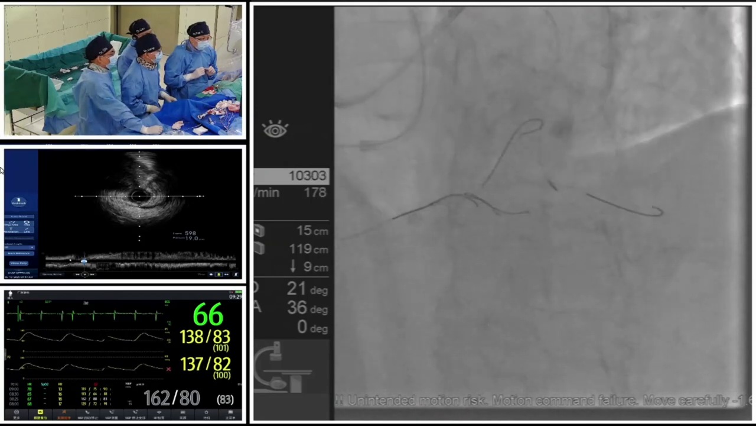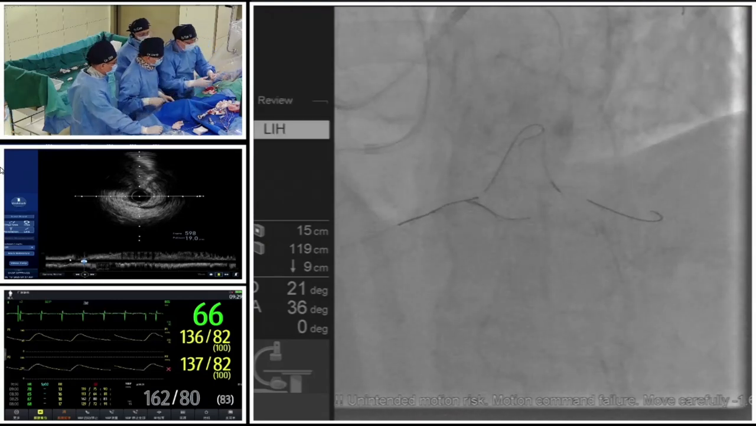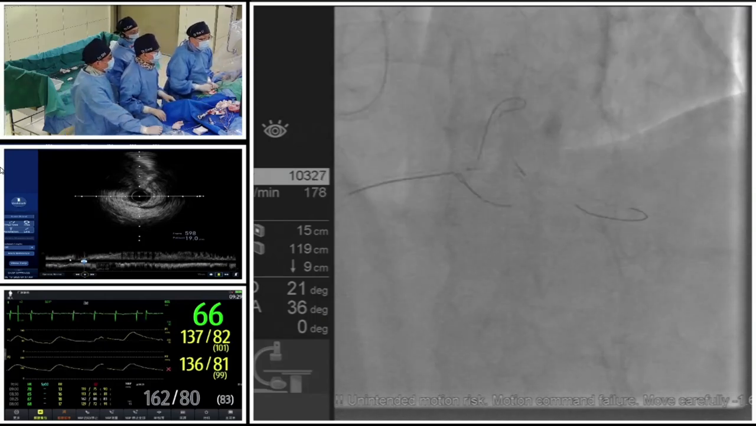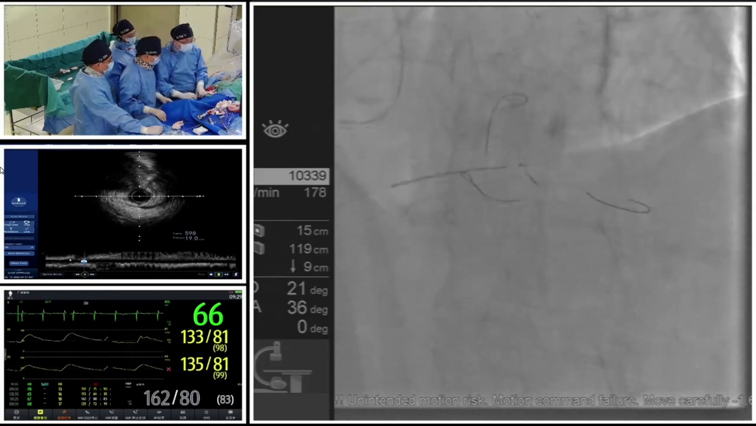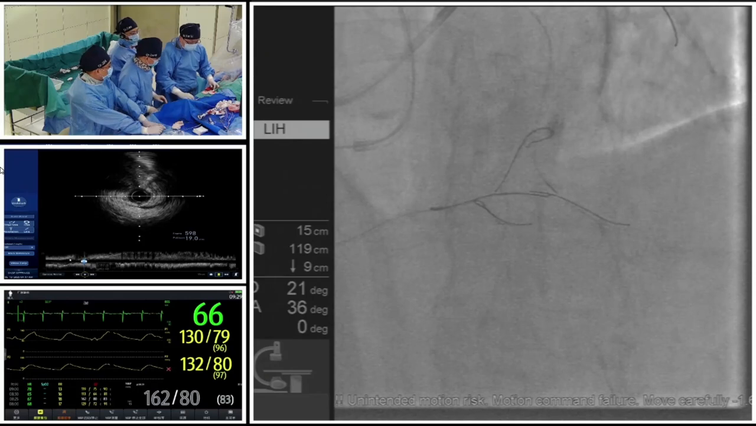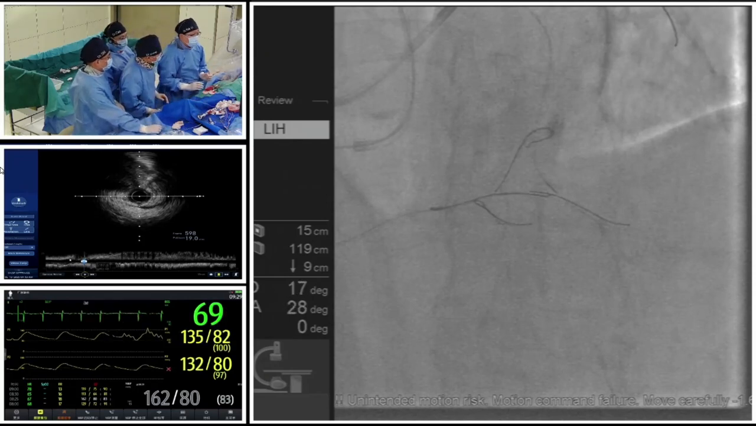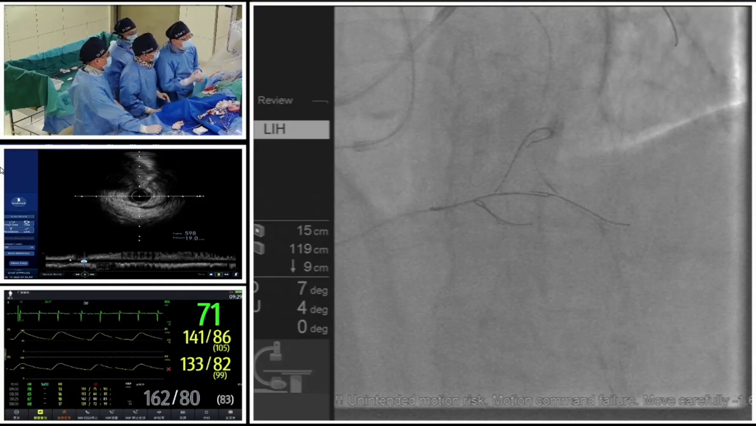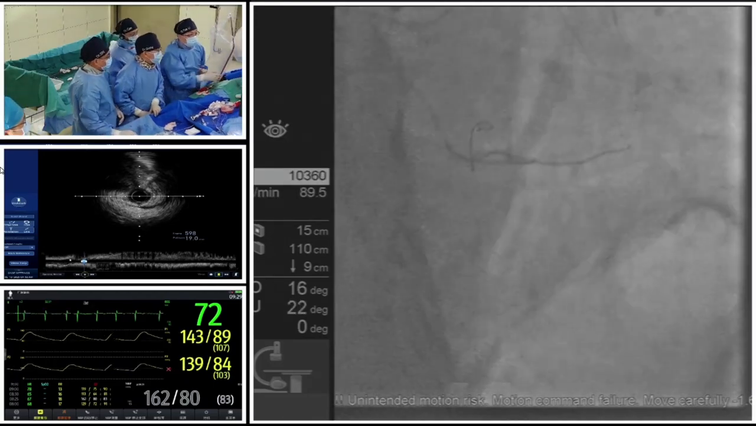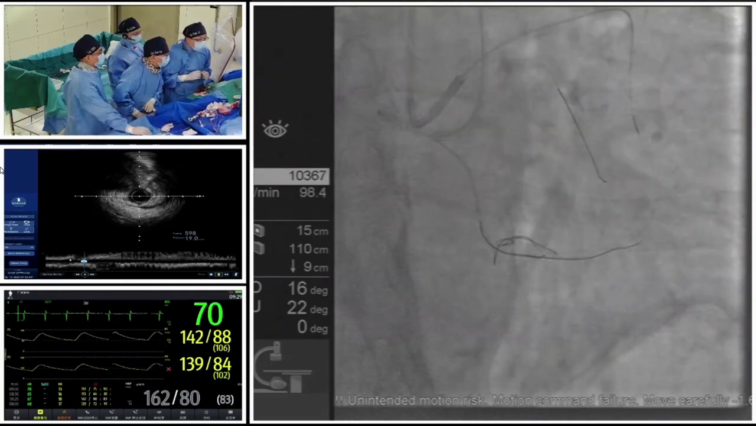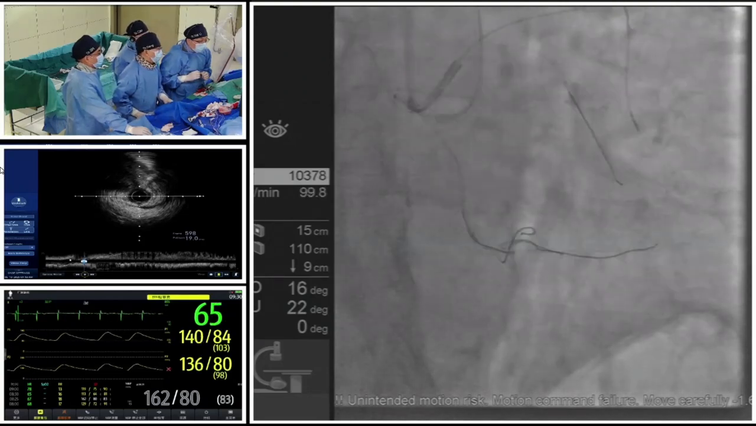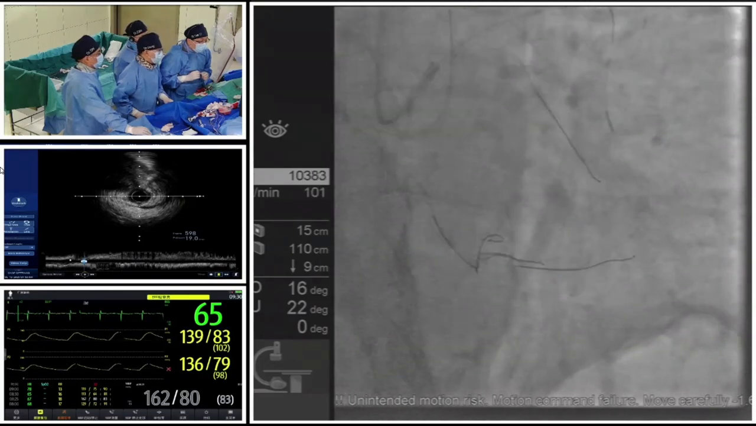Okay. I think, okay, as we know, there is an angle here. So, slow a little bit. Epicaudal, please. Caudal. Epicaudal, yes. A little bit RAO, please. Okay, we can see where the proximal exit is, but at a different angle. Mm-hmm. Okay.